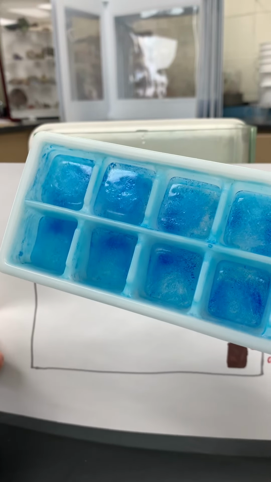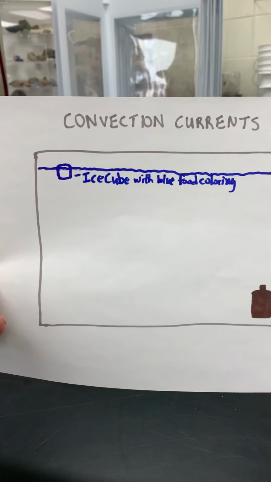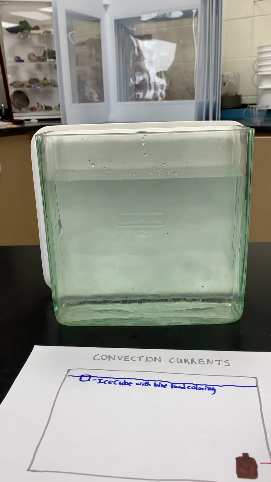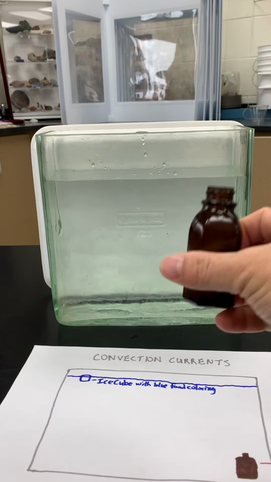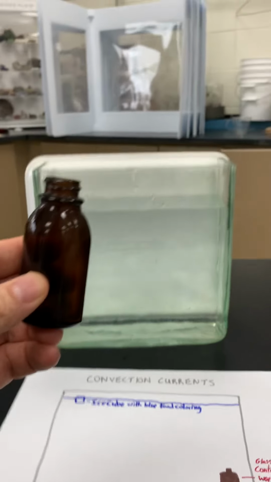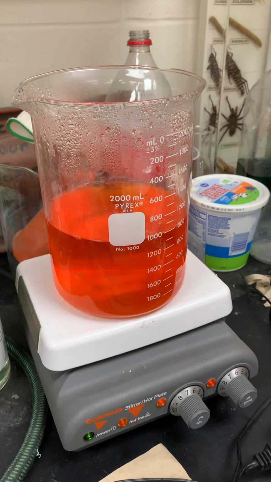I put some food coloring in some ice, and I'm going to put a blue ice cube on this side of the container right here. On the other side of the container, I'm gonna be taking this right here. This is a small little glass jar. I'm gonna come over here and show you something. I'm gonna put in this glass jar some very warm water that I've been heating up and put some red food coloring in.